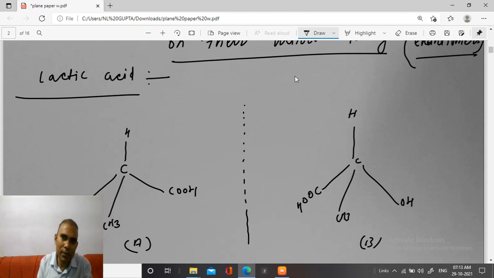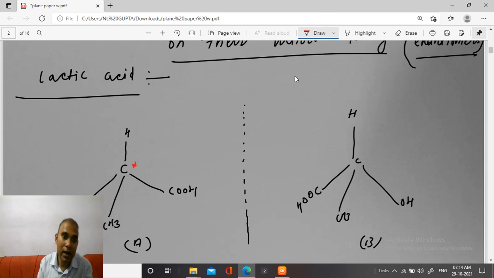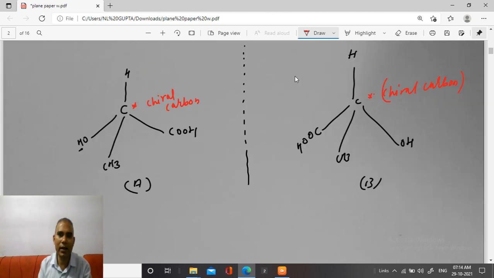Now see this compound. The first point, you see the central carbon. What is this central carbon, student? This star is a chiral carbon. Why is this chiral carbon? Because it is having four different groups: hydrogen, OH, CH3, and COOH. This is also going to be a chiral carbon. So the first condition is fulfilled. Are they superimposable? They are not superimposable. We cannot impose them on each other. They can't cover each other. So both are enantiomers.